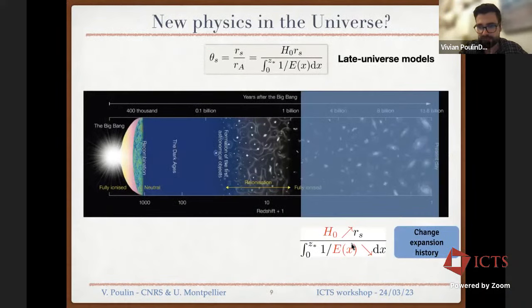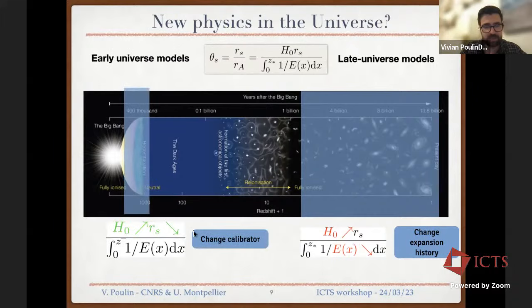Well, there's two ways that have been suggested. The first is to change the expansion history in the late universe. That is to say, if H0 increases, I can compensate by changing the late universe expansion history such that the angular diameter distance to the last scattering surface does not change. So I want to compensate the higher H0 by changing the expansion history such that the angular diameter distance does not change.